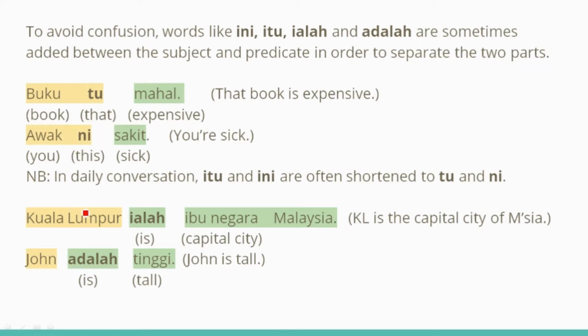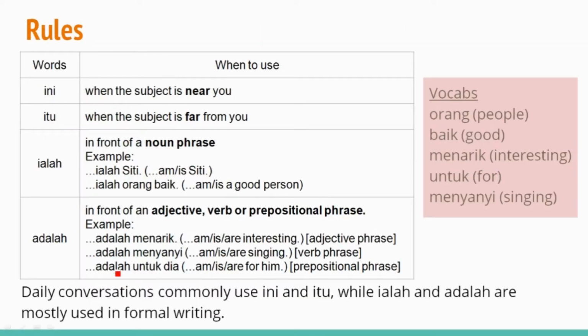Next, we will see how we use ialah and adalah. So, the third sentence, Kuala Lumpur ialah ibu negara Malaysia. KL is the capital city of Malaysia. John adalah tinggi, meaning John is tall. There are a couple of differences with the usage of itu, ini, ialah, and adalah. So, for example, you would use ini, meaning this, when the subject is near you, while you use itu when the subject is far from you.